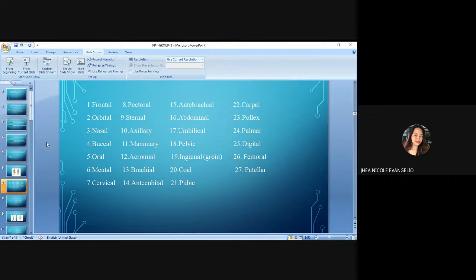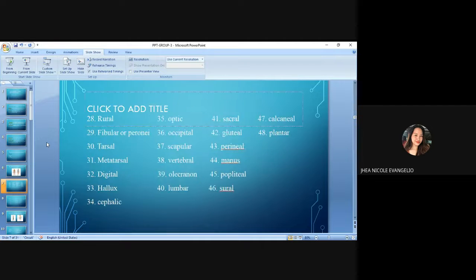26, femoral, located at the thigh. 27, patellar, located at the kneecap. 28, crural, located at the leg. 29, fibular, located at the peroneal. 30, tarsal, located at the ankle. 31, metatarsal, at the middle bones. 32, digital, located at the toes. 33, hallux, located at the great toe.